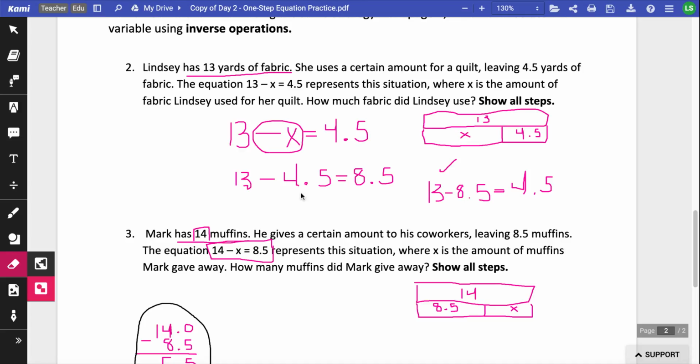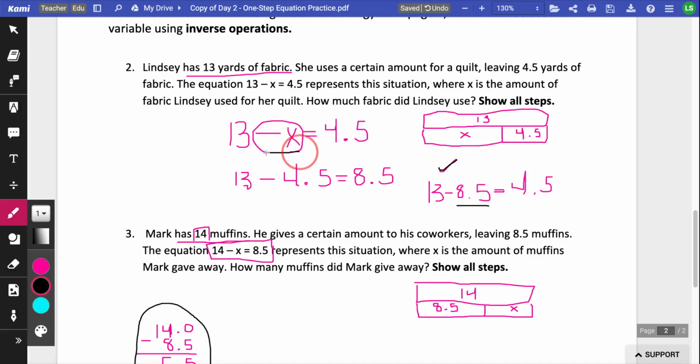Now, I rewrote this equation to show that 13 take away 4.5, or 4 and 5 tenths, would give me 8 and 5 tenths. Now, the way to check this, that's why I have this check mark here, is from the video and yesterday, we always check our work by substituting in the variable. So I substituted in my solution of 8.5 for where x was, and I do in fact get a solution of 4.5. So how much fabric did Lindsay use? You should get 4 and 5 tenths. Sorry, this 4 isn't very pretty.